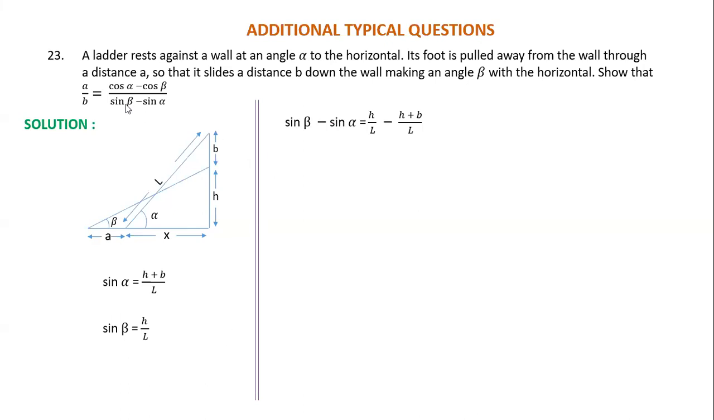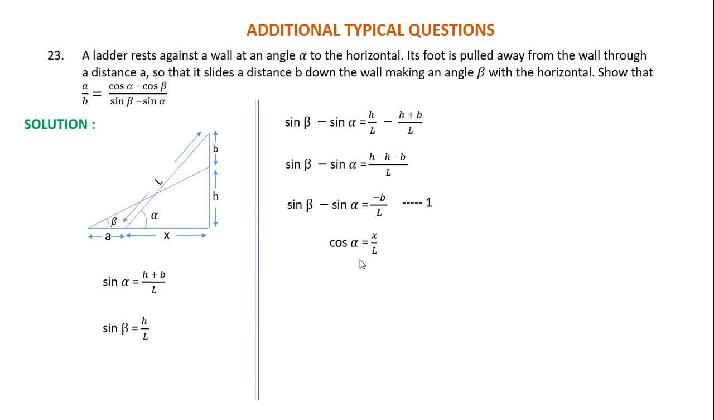Sine beta minus sine alpha is required. So let us do sine beta minus sine alpha. Denominator is L. So it will be h minus h plus b. Minus plus is minus. H cancels. And sine beta minus sine alpha is equal to minus b upon L. Let this be your first equation.